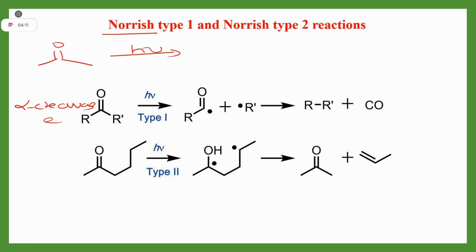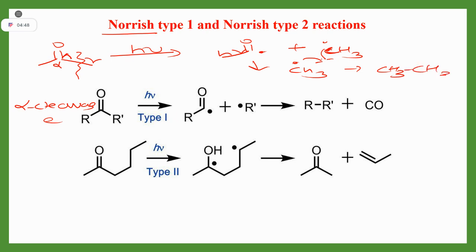Alpha. So, the carbon just next to your carbonyl is this. So this alpha cleavage takes place. Okay, this is your CH3 dot. Now you know that CO can also leave. Yes or no? So these two can combine and can form ethane. So basically this is your Norrish type 1 reaction.